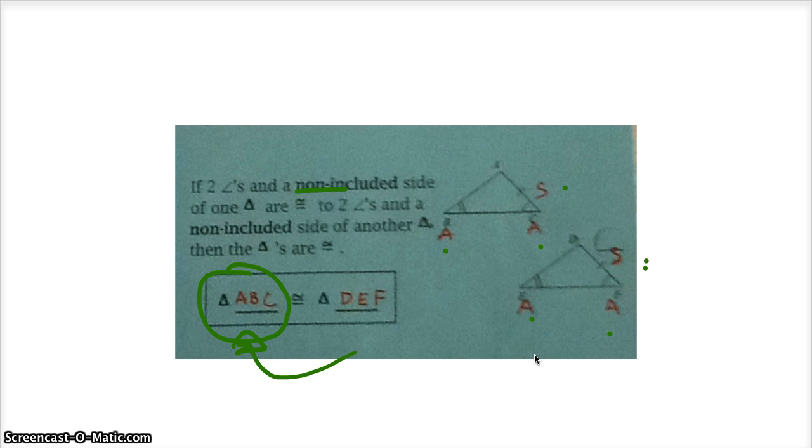Some vocabulary that I need to make sure you're familiar with is non-included. Non-included means it is not in between the angles. So this is the angle, and this is the angle. This side is outside of the angle. Okay? So that's why it's non-included. Look at the example on the outside of the flap and see if you can figure it out without me first. And then press play.